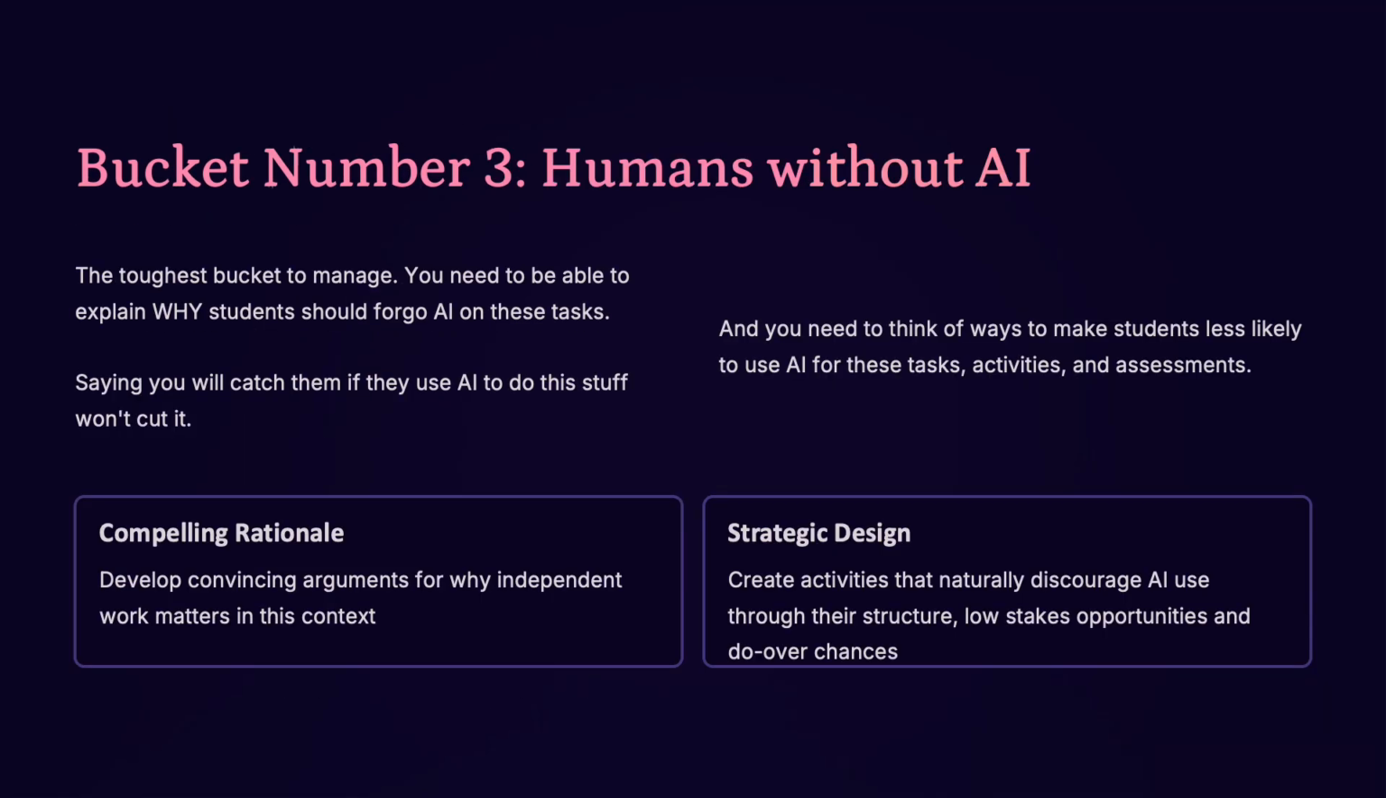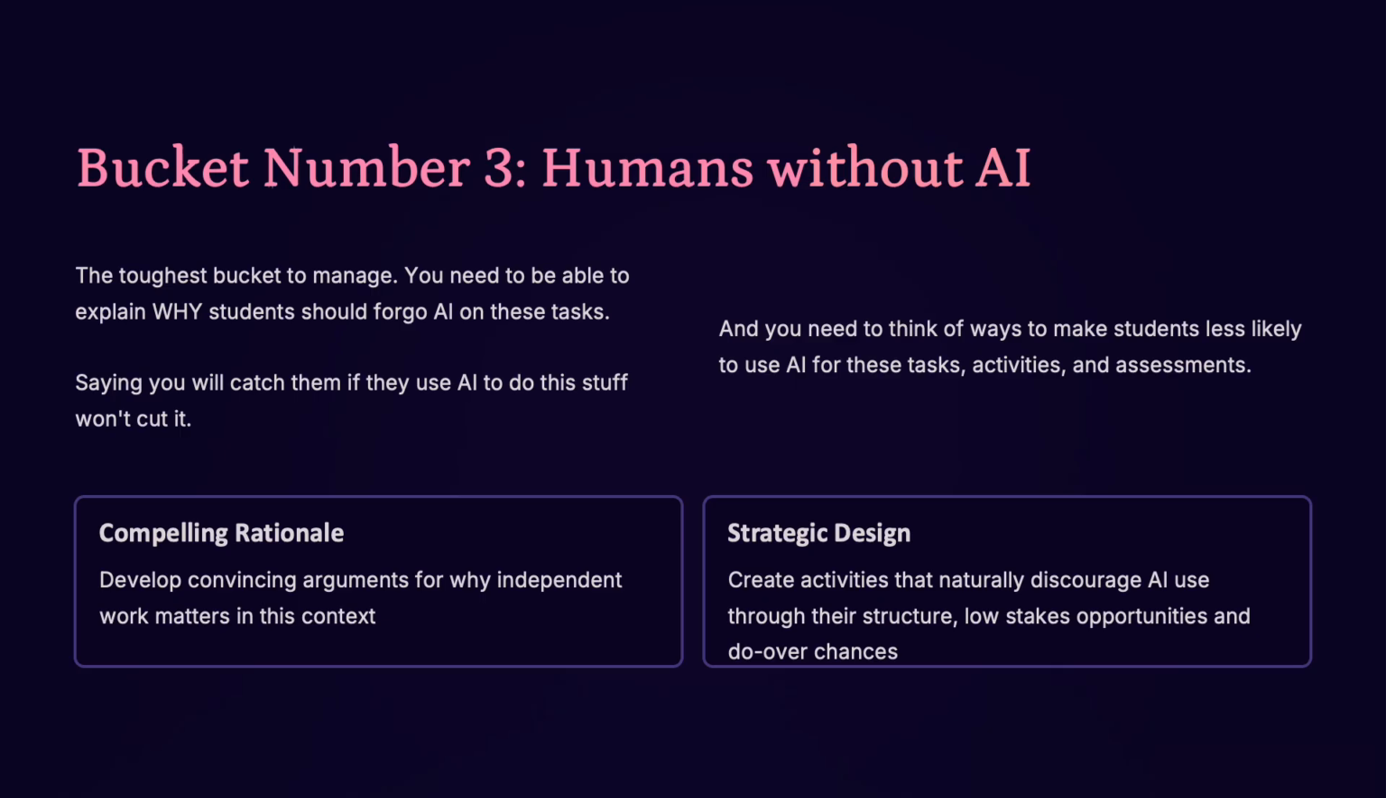Bucket number 3. These are the tasks we want our students to complete without using artificial intelligence at all. It's the toughest bucket to manage. We need to be able to articulate to our students exactly why we are asking them to set aside tools that can help them to complete the task much more easily. Saying we will catch them if they use AI is a pretty weak argument for them not to do so.